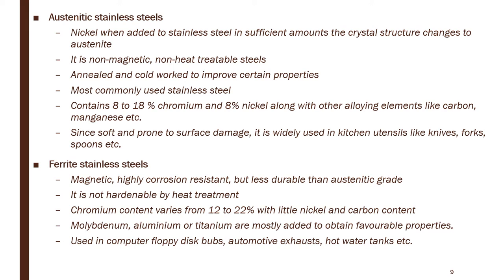Next is the ferritic stainless steels. Ferritic stainless steel is usually magnetic in nature, highly corrosion resistant, but much less durable compared to austenites. It cannot be hardened by heat treatment. You can't make it very hard. You have different grades of ferritic steel depending on the chromium content, like 12 to 22% chromium with a little bit of nickel and carbon content. Molybdenum, aluminum, or titanium are mostly added to get the favorable properties you require. Ferritic stainless steels are used in computer floppy disk hubs, automotive exhausts, water tanks, hot water tanks, etc.